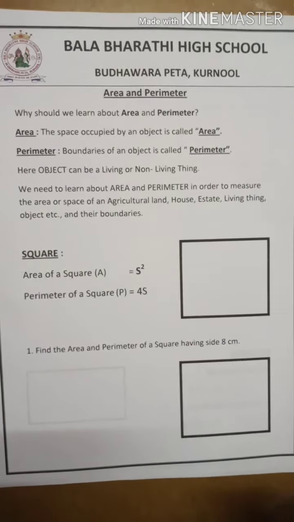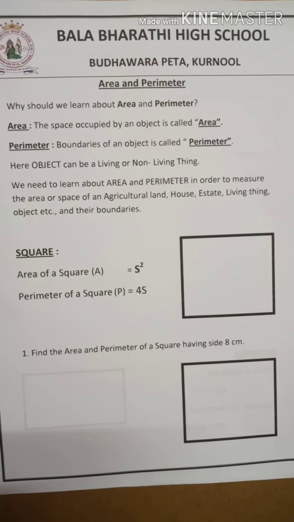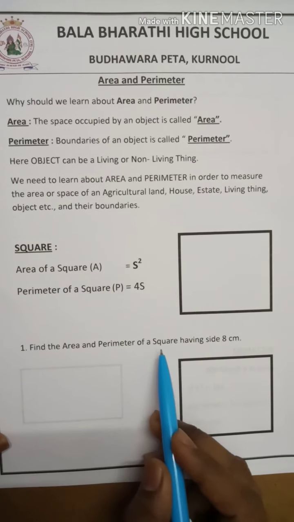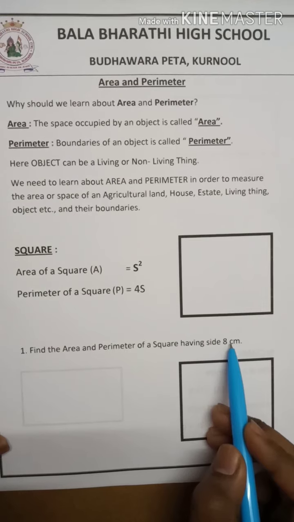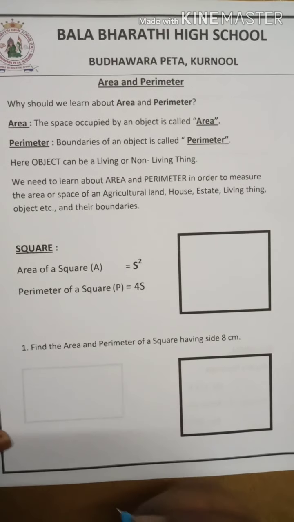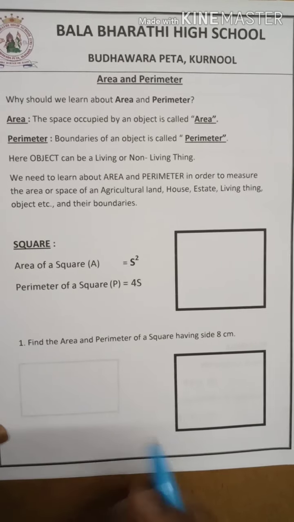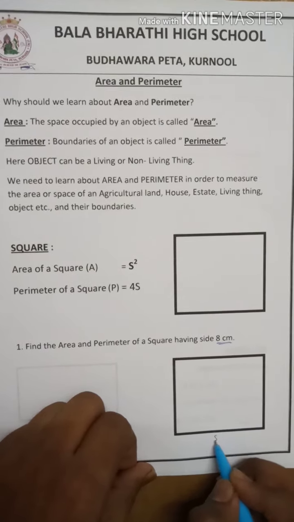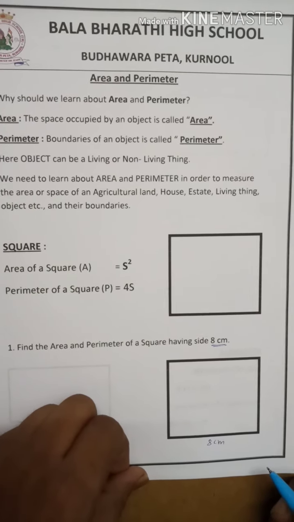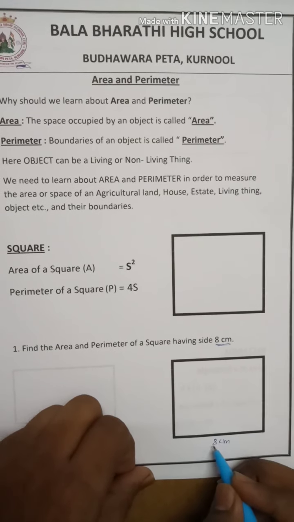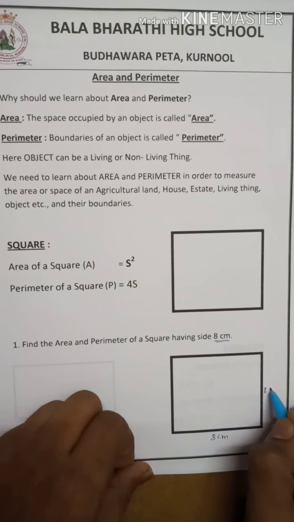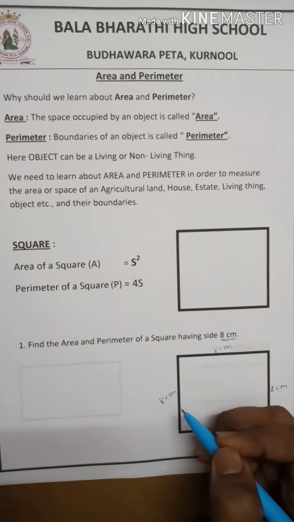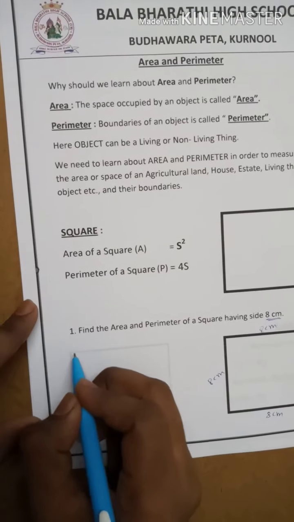Now let us take one example and find the area and perimeter of a square. So here you can see one example. Find the area and perimeter of a square having side 8 centimeters. In the question they are asking us to find the area and perimeter of a square whose side is 8 centimeters. So write down here 8 centimeters. Like we said, in a square all four sides are equal, so each side will also be 8 centimeters. So write down the solution.